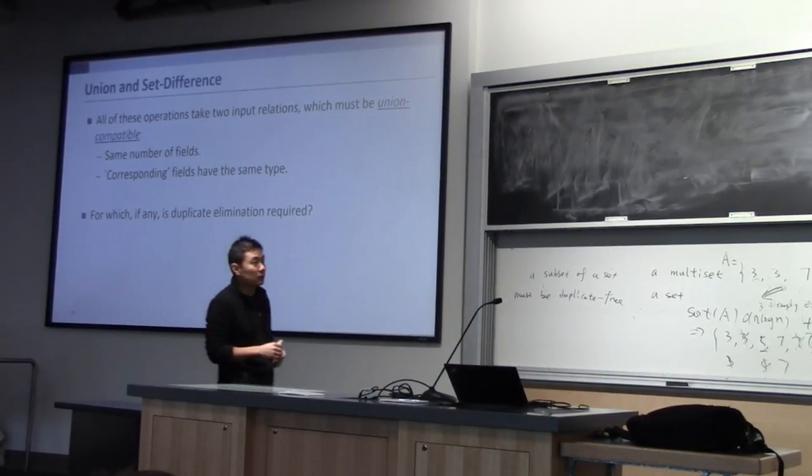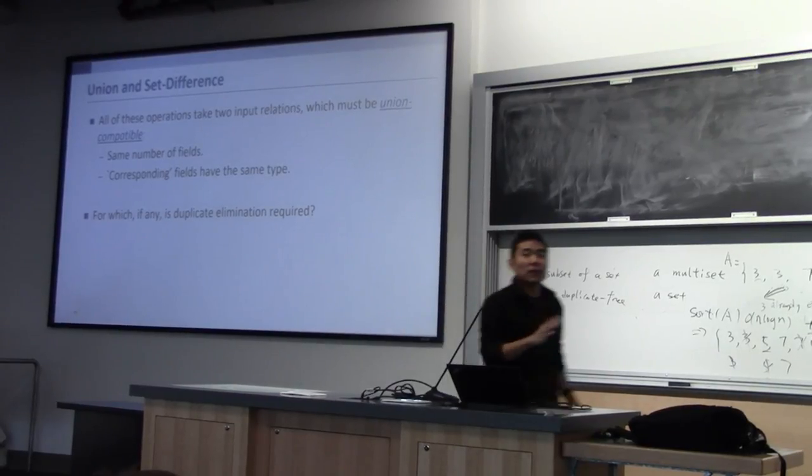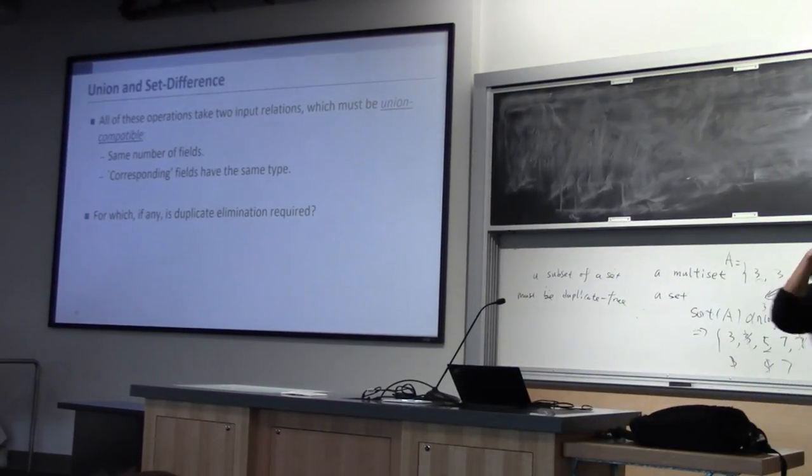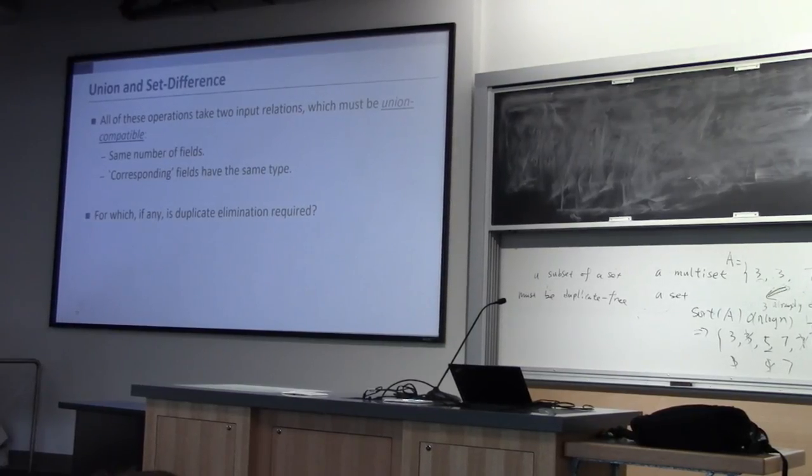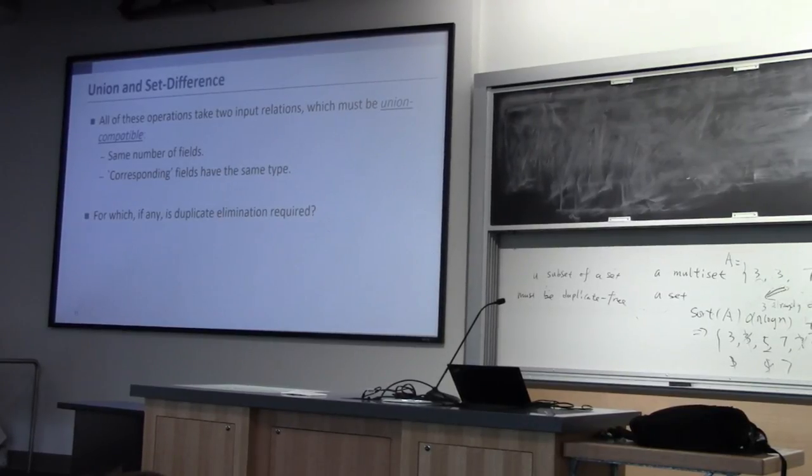What do I mean by union compatible? Intuitively speaking, if you have a set of animals from Africa and a set of animals from Europe, you union them, you still get a set of animals. That makes sense. You have a set of animals from Africa, you have a set of stars from a galaxy. Union them. Doesn't make sense. What do you get? You get spaghetti out of it. I'm not a big fan of spaghetti, by the way, but that's what you get.